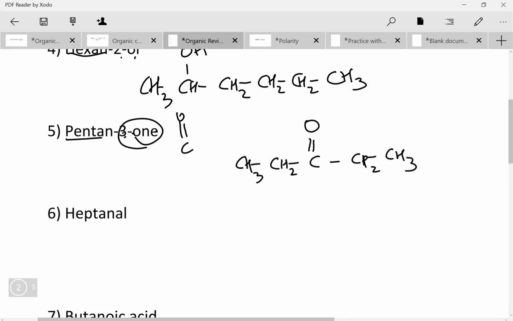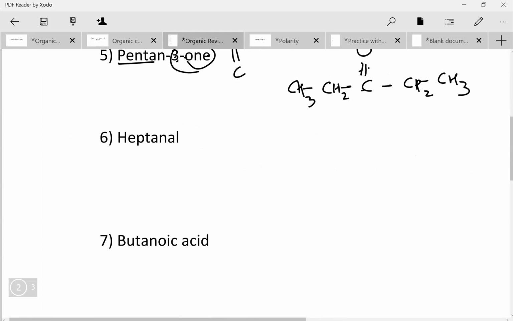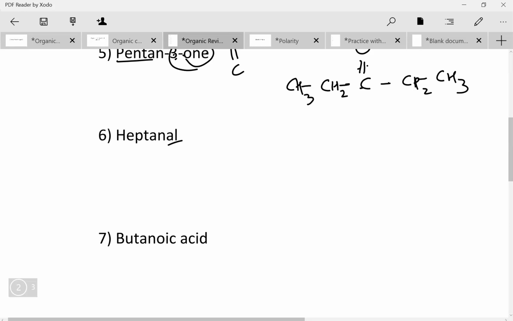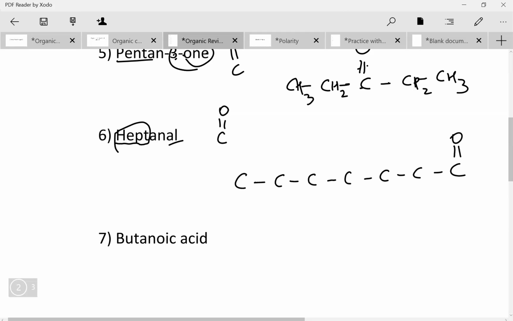Fill in the hydrogens. This carbon has 1, 2, 3, 4 bonds, so no hydrogens are required. Heptanal, an aldehyde, so C double bond O at the end of the molecule. Hept, 7 carbons. I can put it at either end. So double bond O, which means this carbon has 3 bonds, so 1 hydrogen, then 2 hydrogen, 2 hydrogen, 2 hydrogen, 2 hydrogen, 2 hydrogen, 3 hydrogen.